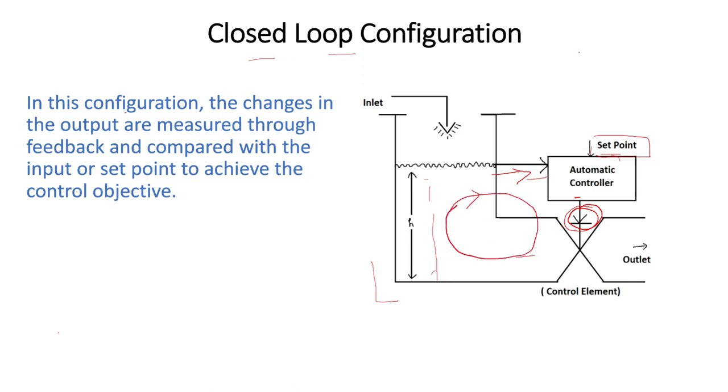So in closed loop configuration, the changes in the output, so this was your output, are measured through the feedback. So this is your feedback, and then they're compared with the input or set point. This is done to achieve the control objective, which is to maintain height h using this control element present here.